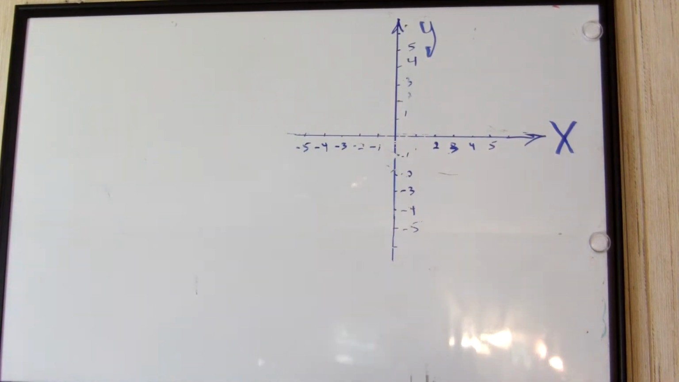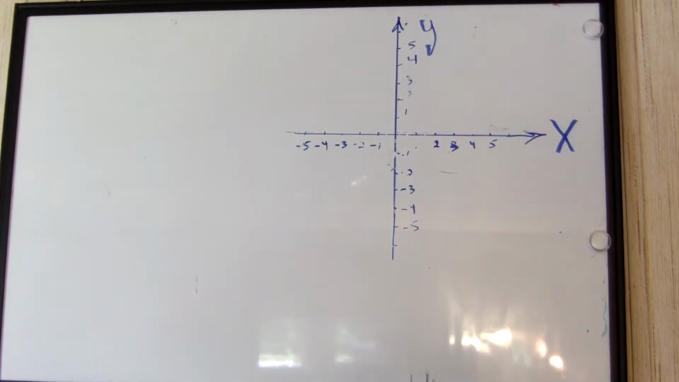Okay, in this video we are going to talk about rational functions. You know that a rational function is just a fraction of polynomials: the bottom is a polynomial, the top is a monomial. So it's just a fraction of these polynomials.